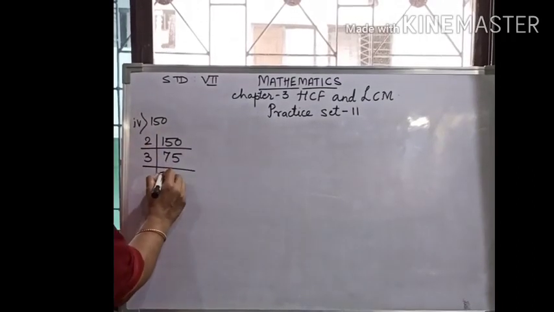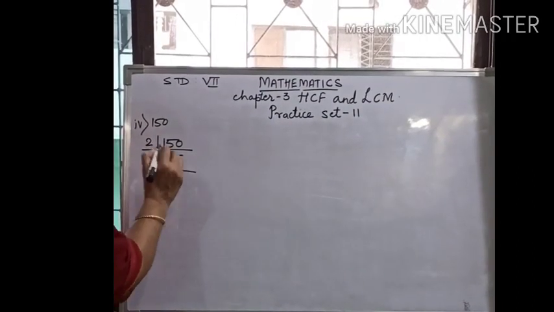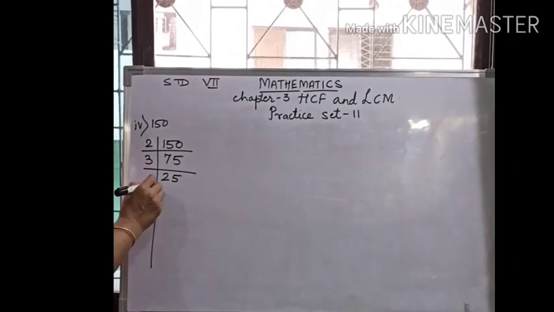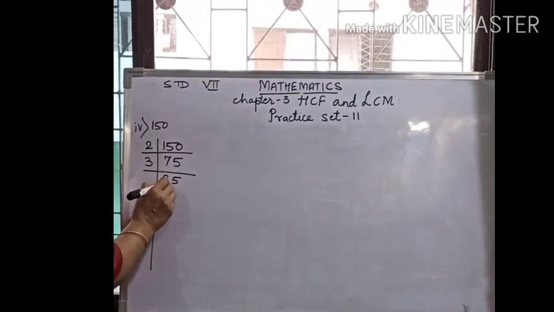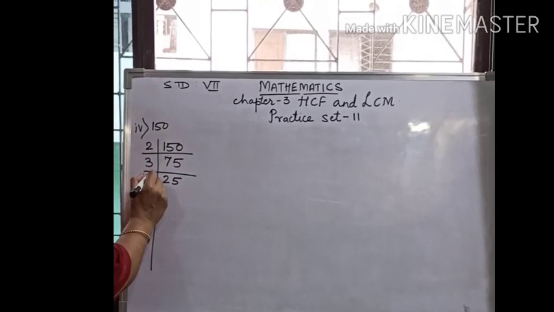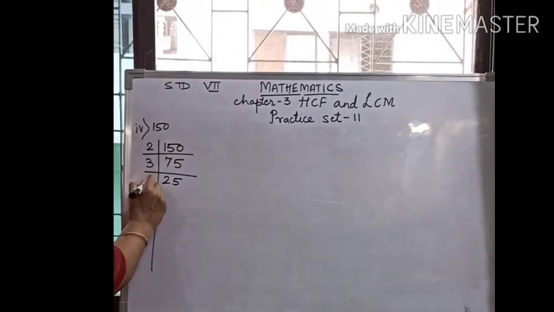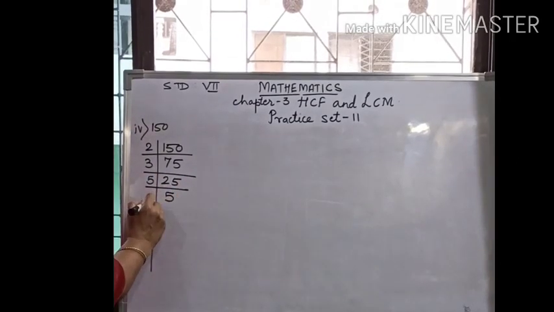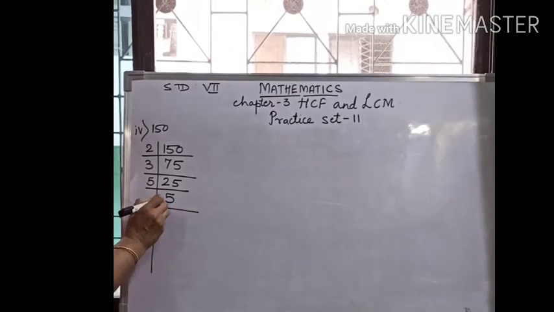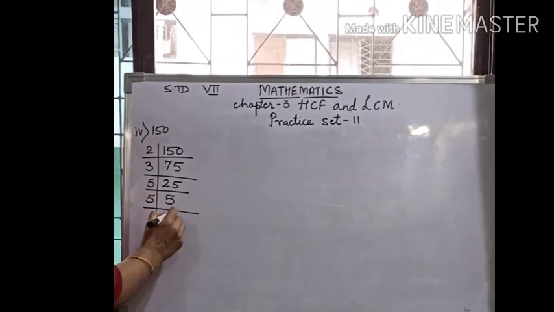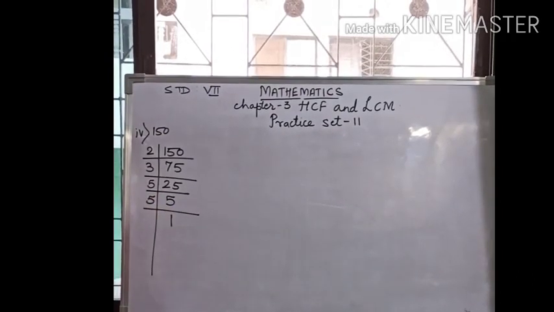3 multiplied by 25 is 75. Now 25, you have to find out the divisors of 25. So 25 comes in the table of 5. 5 fives are 25. Now 5 is a prime number. So we have 5 multiplied by 1.